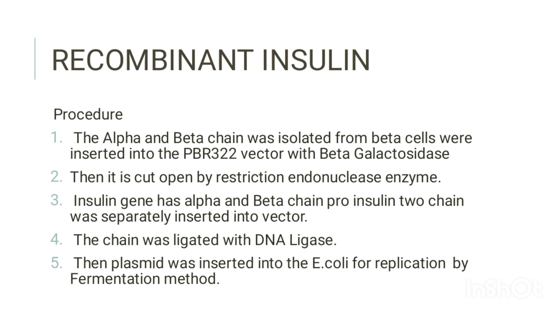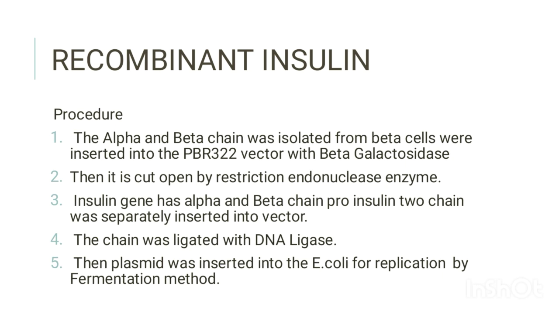How are recombinant insulins constructed? First of all, insulin hormone has two chains, alpha and beta chains. The alpha chains and beta chains of beta cells were isolated and inserted into the BBR322 vectors with beta glucosidase. The beta glucosidase acts as a marker. First, we take the BBR322 vector, then cut it with restriction enzymes. The two chains are called proinsulins. The proinsulin chains are inserted into the vector.